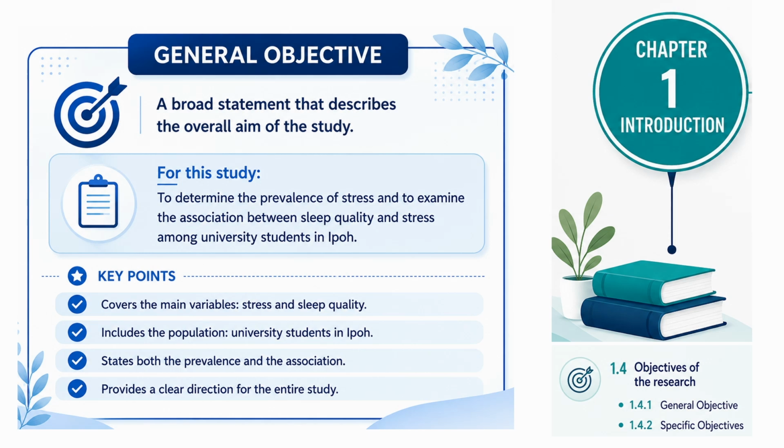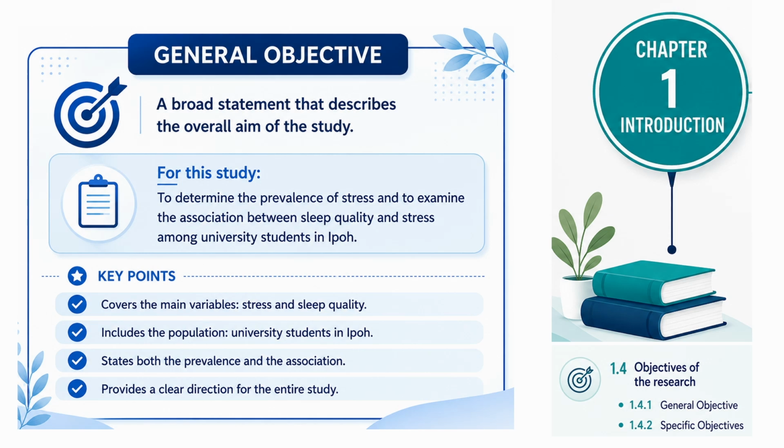In this example considered, the general objective is to determine the prevalence of stress among university students and to evaluate the association between sleep quality and stress among university students in Ipoh. Key points while preparing the general objective: it covers the main variables, stress and sleep quality.